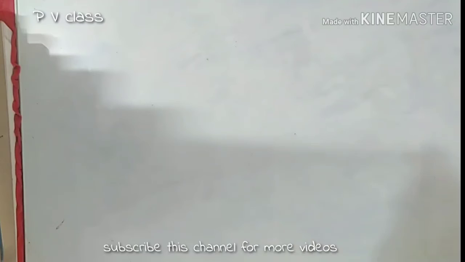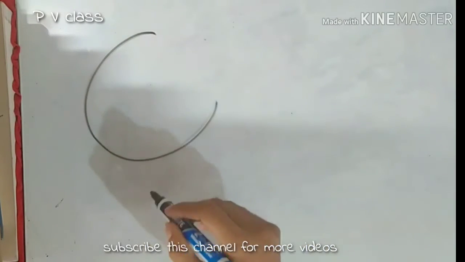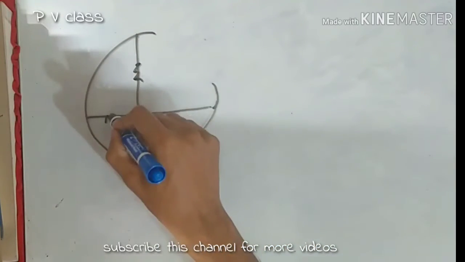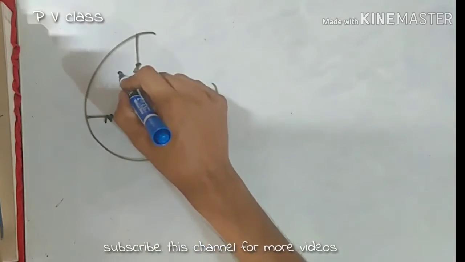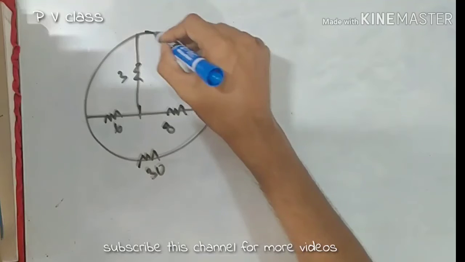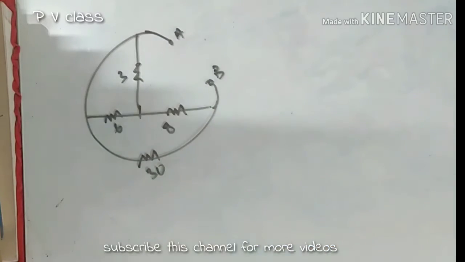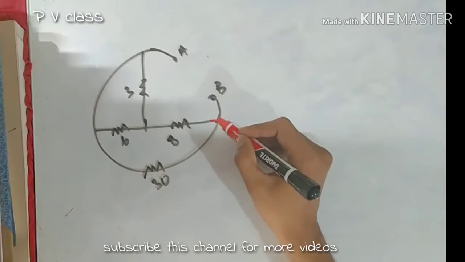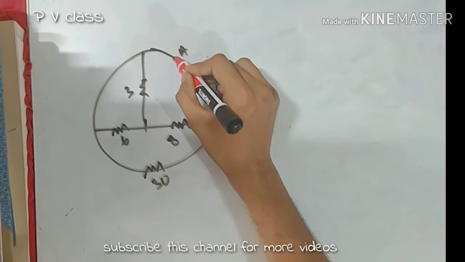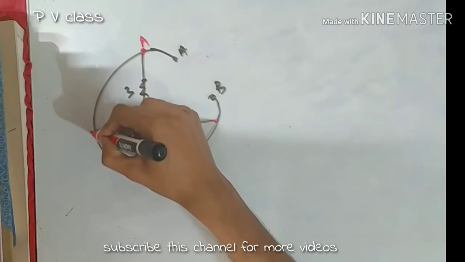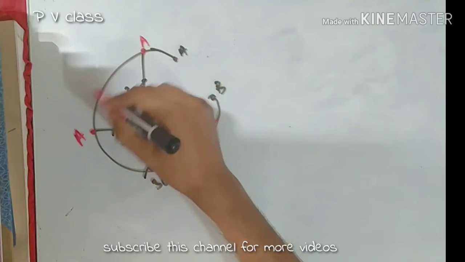Let's consider another diagram. If they are asking you to find out the effective resistance between A and B, we will do the same rule. That is, this point is taken as A, then this point's potential will be A, this point's potential will be also A. We didn't jump past any resistor.